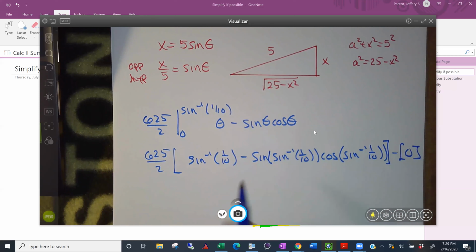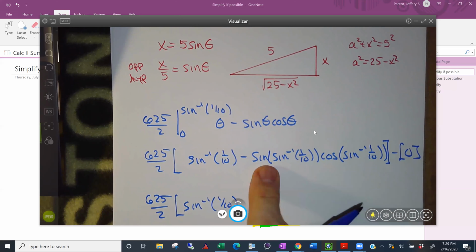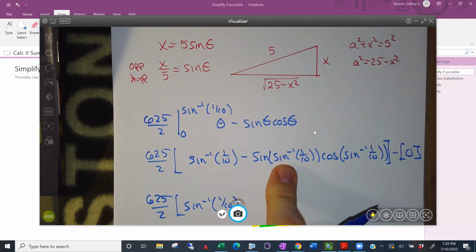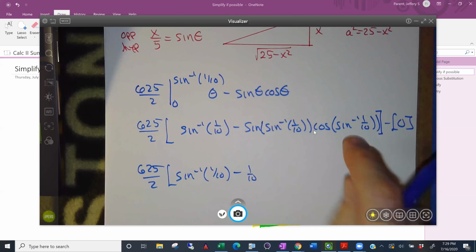Now there is some simplification here. 625 over 2 arcsine of 1/10. This and this kind of cancel each other out. You've got a function and its inverse. They cancel each other out, gives you a 1/10. You can play around with this.